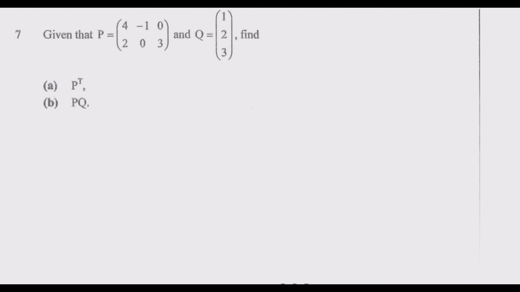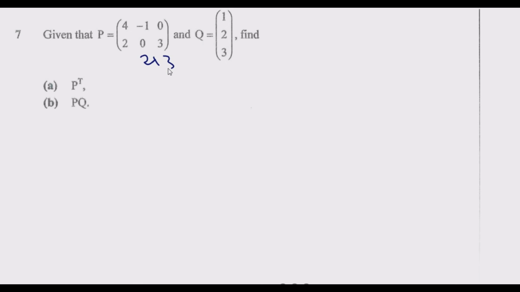Let us look at question 7. Given that P is a 2 by 3 matrix, so this is 2 rows, with the first column having 4, 2, then the second column having -1 and 0, then the third column having 0 and 3. Then we have Q, which is a column vector with 1, 2, 3 as elements inside the matrix.